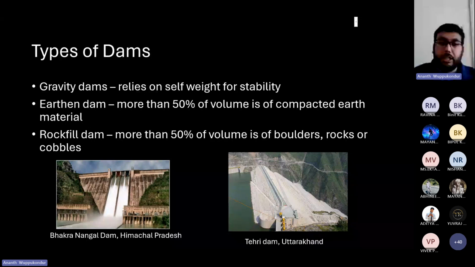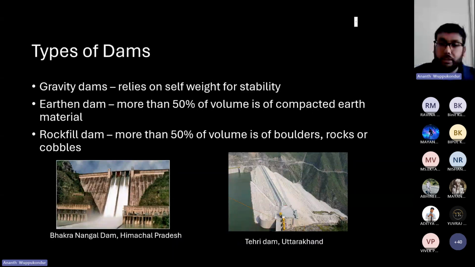And then you have earthen dams, where more than 50% of the material being used is soil. And in rock-fill dams, more than 50% of the volume being used is either rocks, boulders, or cobble. So it's not soil; it's going to be more coarse material. You can see pictures of two examples: a gravity dam, which is Bhakra Nangal Dam, and an earthen dam, which is Tehri Dam.